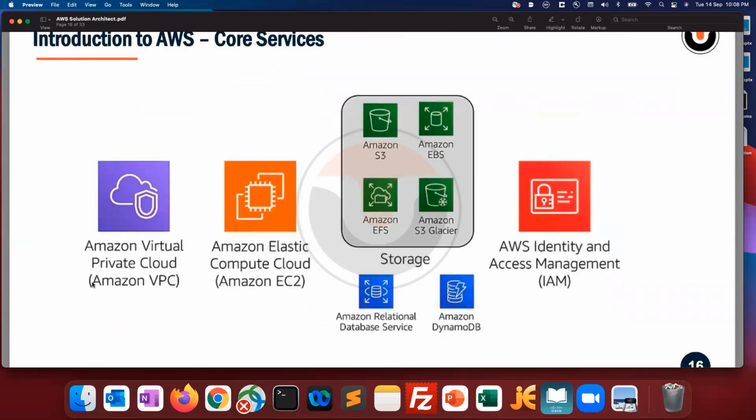The core services are, from a network standpoint, Amazon Virtual Private Cloud. From a networking standpoint, you all know IP address. Can I get a yes or no? You guys know what an IP address is?